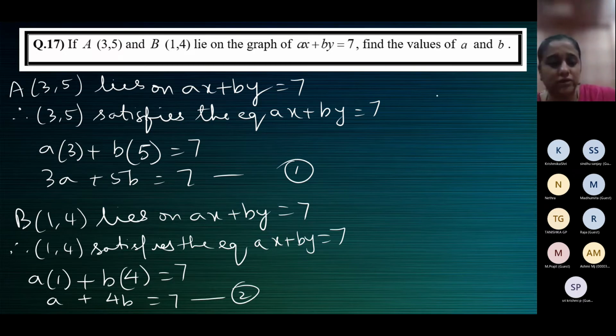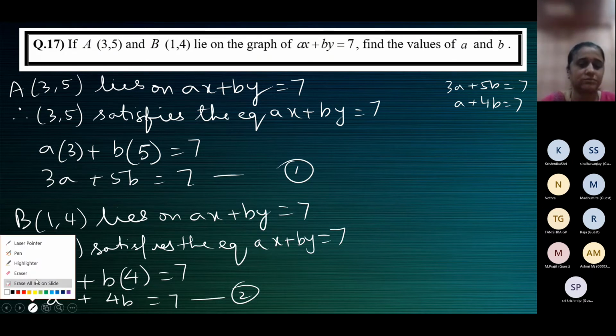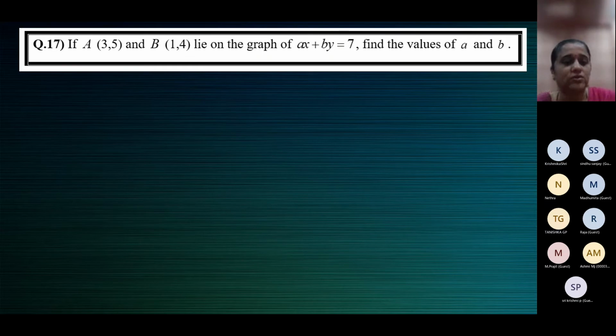Got it. So I'll just make a note of the equations. Don't write this. I'm just making a note of the equations. Or I'll clear the slide, children. Please read out the equations for me. Tell me the two equations. 3a plus 5b is equal to 7. And a plus 4b is equal to 7.